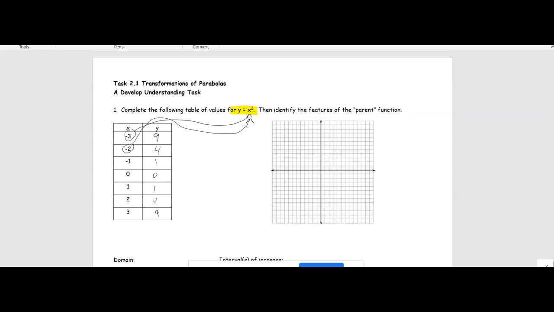Once you have those, go ahead and graph those points. So you should have, how many points we got there? 7 points. Go ahead and plot those points on your graph.